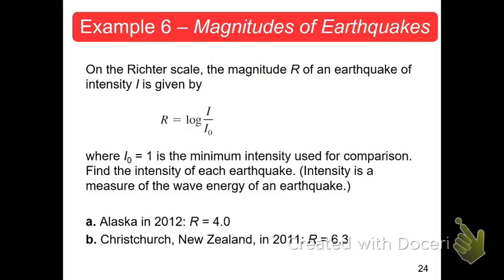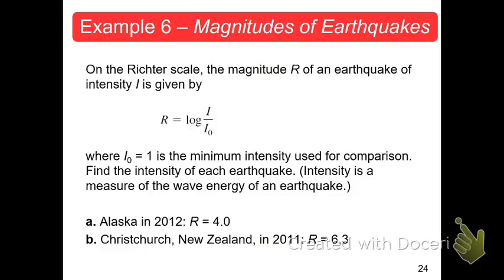Intensity is a measure of the wave energy of an earthquake. So we're going to find that for Alaska in 2012 when it had a magnitude of 4.0, and then in Christchurch, New Zealand in 2011 there was an earthquake that had a magnitude of 6.3. So we're going to find the intensity for both of those.